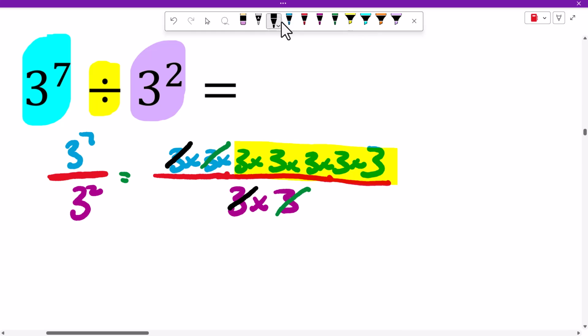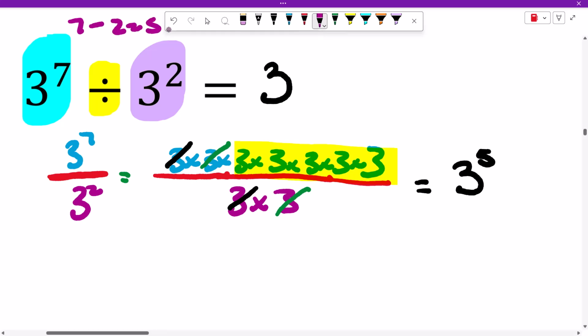So if I wanted to write those bunch of 3's as a power, would be 3 to what exponent? Liam? 5. Thank you. 5. Okay? So now, if we want to figure out the shortcut, so you can be lazy and not write out all these multiplications, what's the rule? Yeah. So all we had to do is go 7 minus 2 gives us 5.